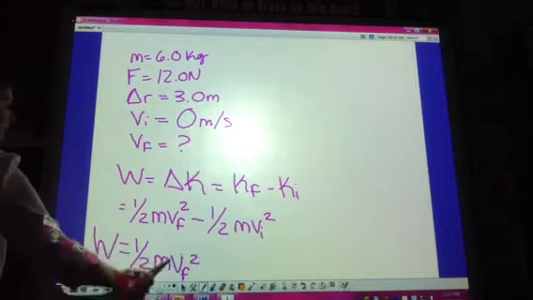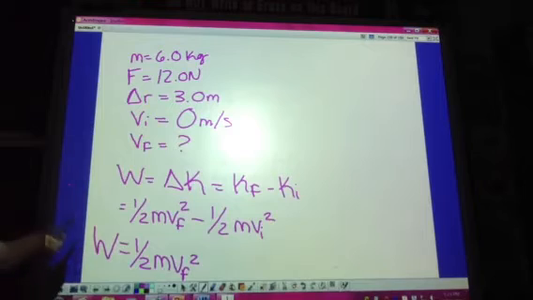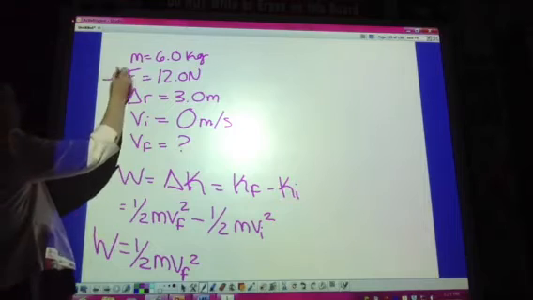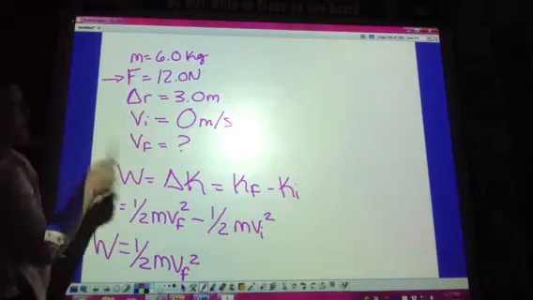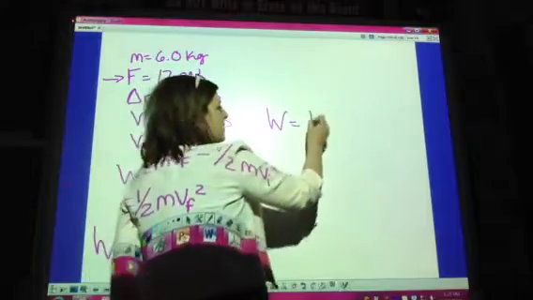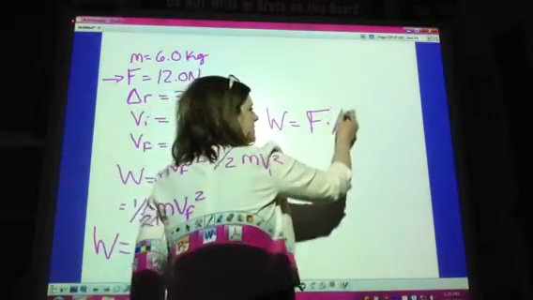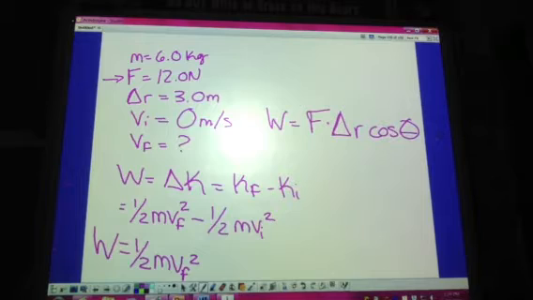Well, we don't know the final speed, and we do know the mass, but they didn't give us the work. They did, though, tell us that the force being applied was constant. Since the force was constant, we can find work by taking the force times the magnitude of the displacement vector times cosine theta. My angle here is really non-existent, so the angle is 0.